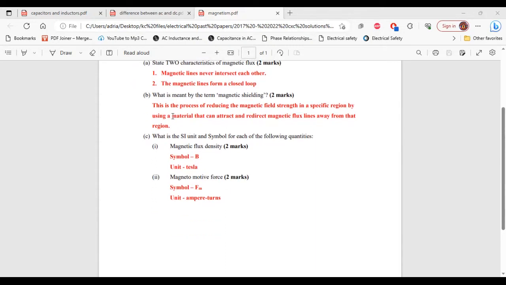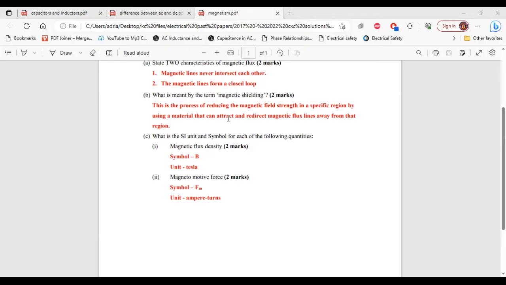For part B, what is meant by the term magnetic shielding? This is the process of reducing the magnetic field strength in a specific region by using a material that can attract and redirect magnetic flux lines away from that region. So that's it for part B.